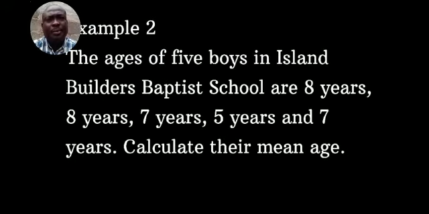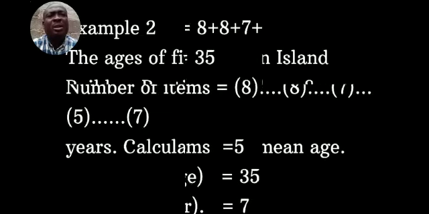Example 2. The ages of 5 boys in Island Builders Baptist School are 8 years, 8 years, 7 years, 5 years, and 7 years. Calculate their mean age. I told you that mean means average. Calculate their mean age. How do we go about this?